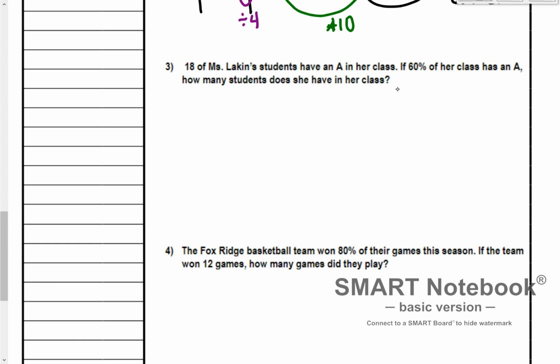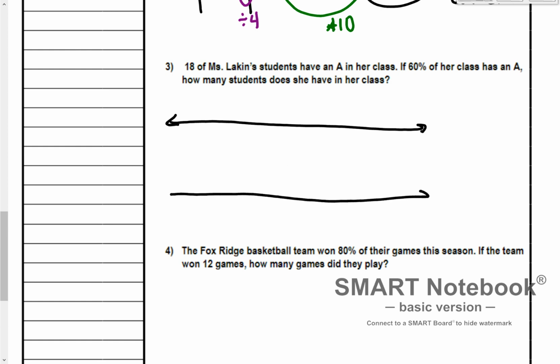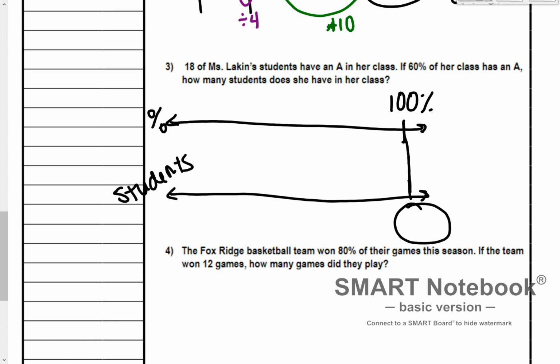I'm going to again use a double number line just to kind of show you how we would do that. And then for the last one, I'll use a ratio table again. Set it up with our percent. And then this would be students. You could just put an S or put students. We want to get to 100%. Whatever's under the 100% is our answer. Remember, we can always connect those lines if we're having a hard time lining them up.